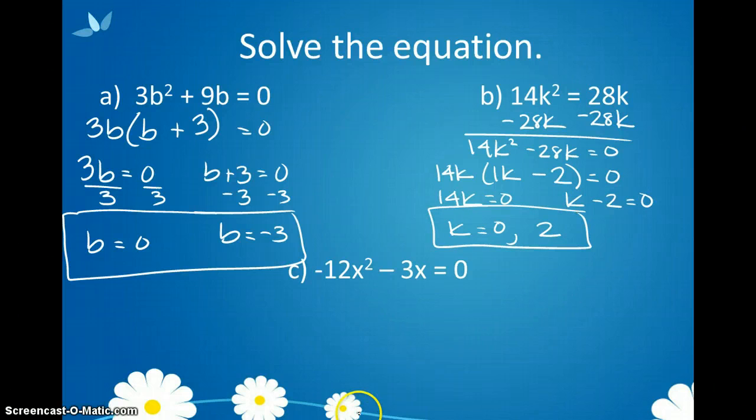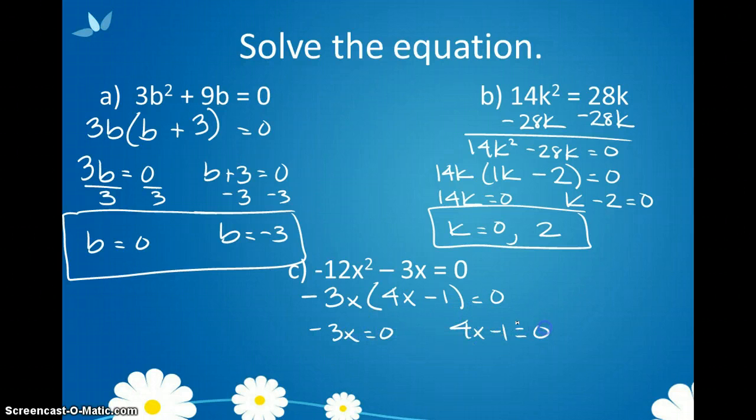Last one. Negative 12x squared minus 3x. So it equals 0 already, so that's great. The next thing I'm going to do is look at both of these numbers, negative 12 and negative 3. Well, if your leading coefficient is negative, you're going to take out a negative number. What goes into 12 and 3? 3. And then you can take out, looks like an x from both of these, and your leftovers would be 4x minus 1 equals 0. So you have negative 3x equals 0, and 4x minus 1 is equal to 0.